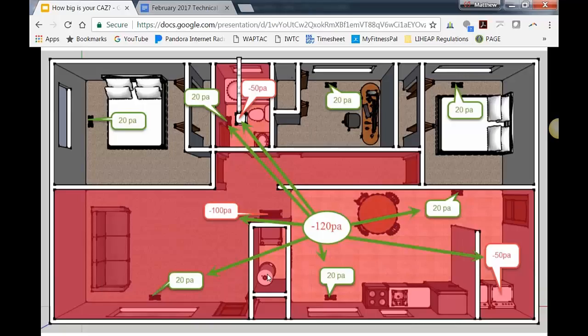Probably the easy button is get rid of the louvers on the door and bring in outside combustion air. That's probably the easy button and probably the most cost-effective solution. Okay. Anybody have any other ideas on how to fix this? What else could we do here?